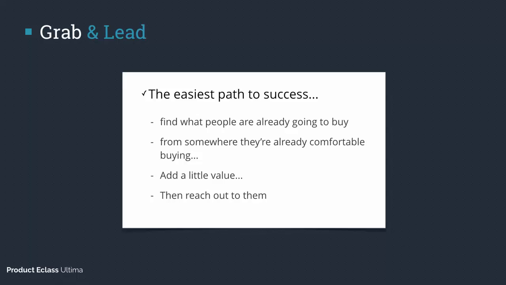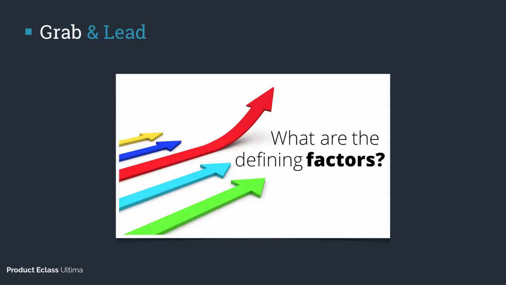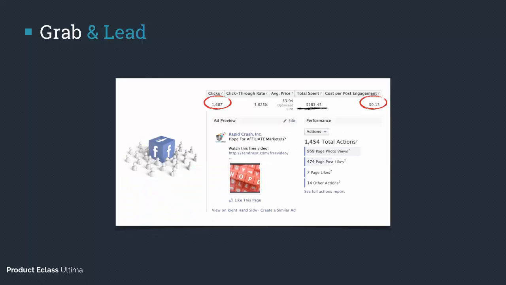Grab and lead. So remember earlier when we talked about our hook, the easiest path to success is find what people are already going to buy from somewhere they're already comfortable purchasing. Add a little bit of value, and then reach out to them. So then we talk about what are the defining factors, and we break that down specifically. And then we talk about some of the challenges we faced along the ways, and then how that led to the solution that we think is one of a kind that's going to be in the customer's best interest in purchasing it. So for example, we talked about how do we find these people and find things they were already going to buy anyway, and then just show up in front of them.